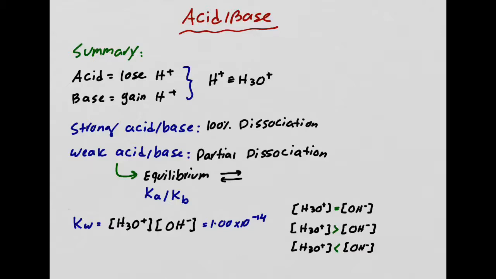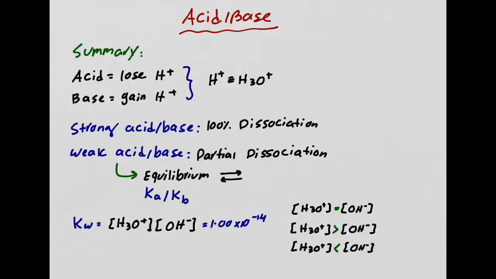Then we said, because all of these things are happening in water, because water is our solvent, there is a relationship that needs to be considered. And we talked about Kw. That's the equilibrium constant for water, which is hydronium concentration times the OH minus concentration, and the Kw at 25 degrees Celsius is a constant, and that constant is 1.00 times 10 to the minus 14.